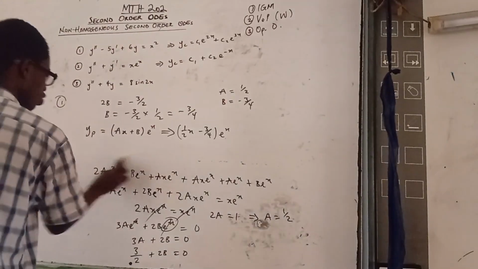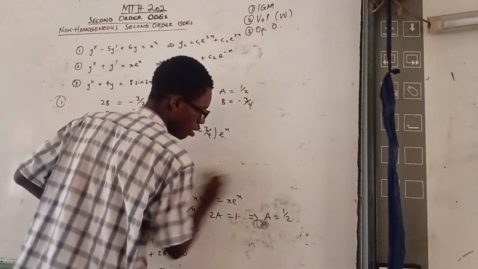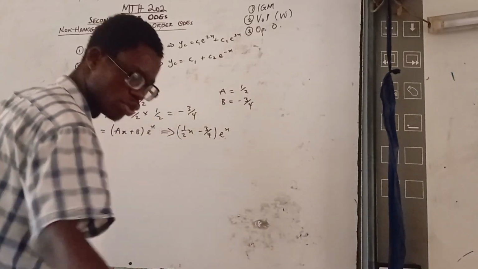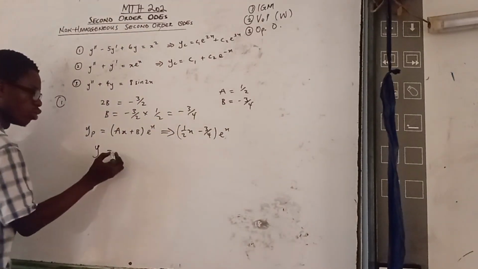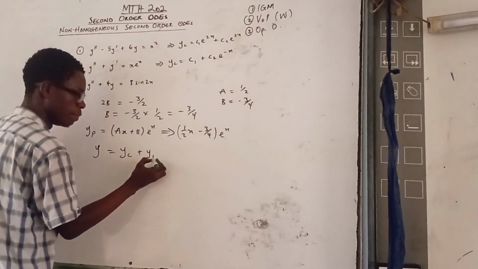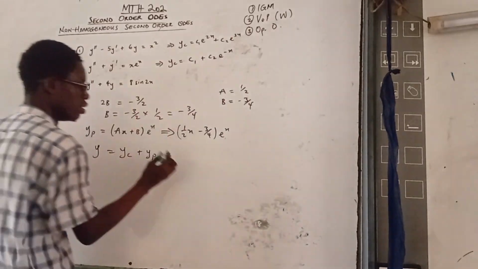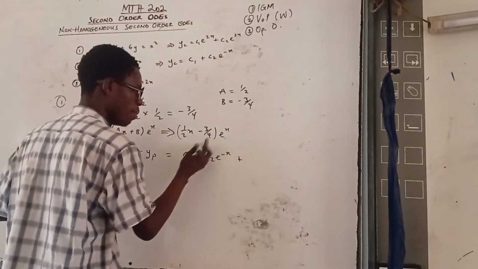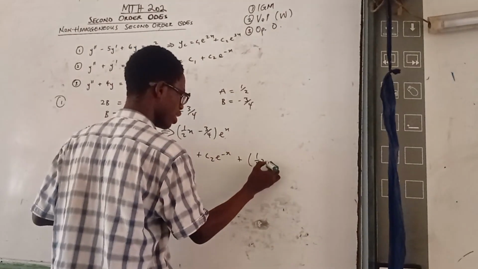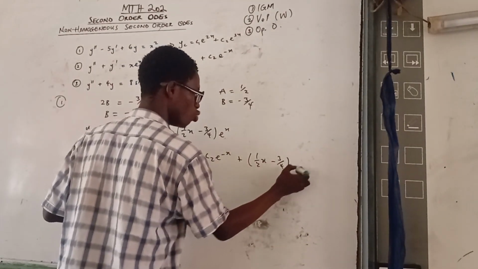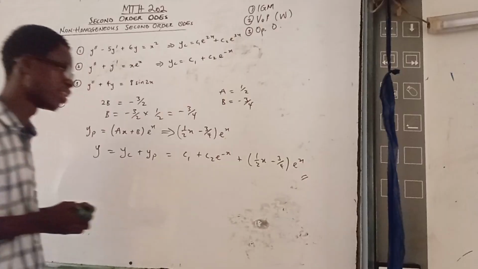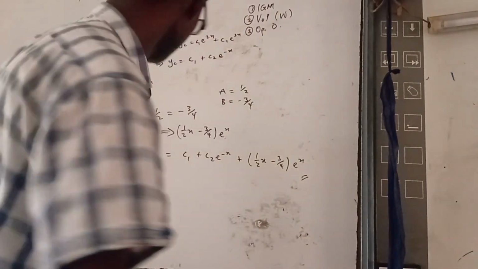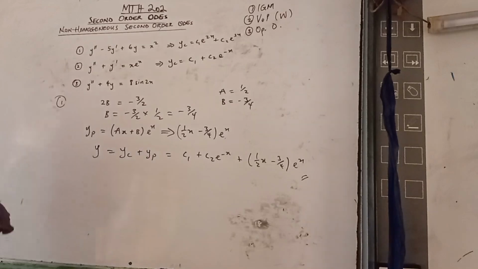So we are now going to add this to our yc to get our final y, our final solution. So y equals what? yc plus yp. And what's our yc? C1 plus C2 e raised to minus x, plus our yp, 1 over 2x minus 3 over 4 into bracket e raised to our x. And this is our final solution for question number 2.